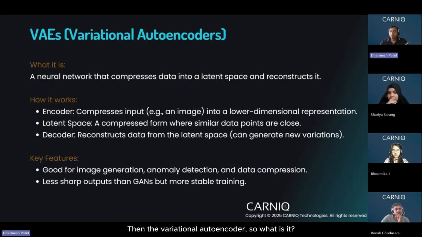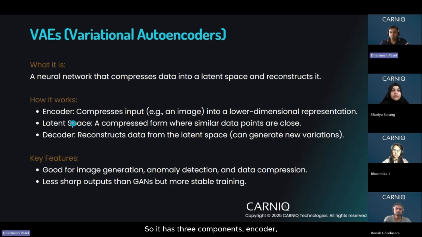Then the variational autoencoder. So what is it? It's a neural network that compresses the data into the latent space and reconstructs it. This is used in what we discussed as the diffusion model, where it will destroy everything and then recreate the things. Basically, this architecture is used to develop any application or software which specifically generates images.